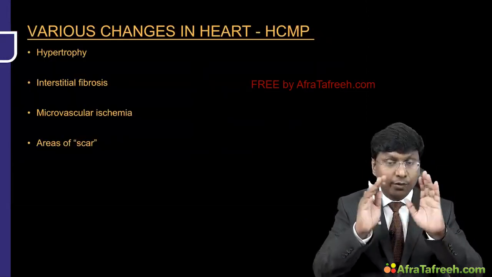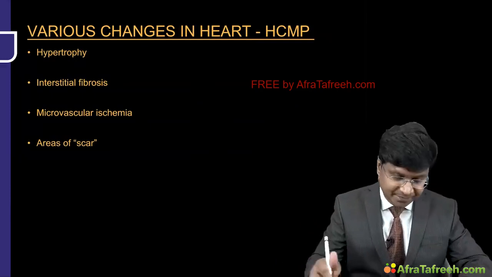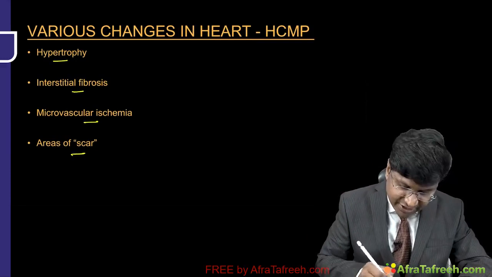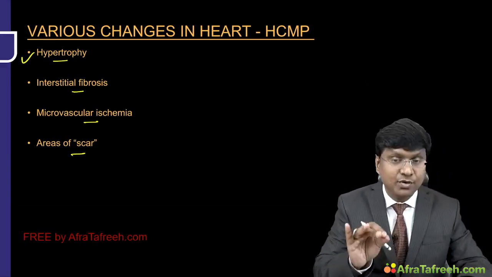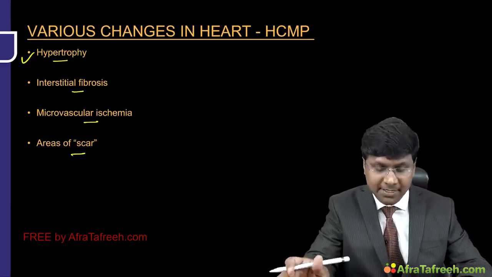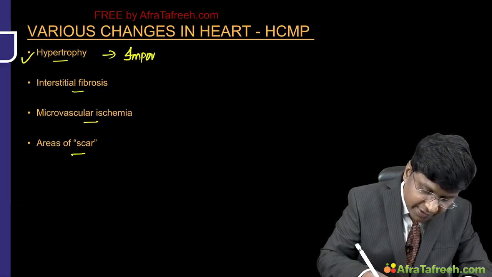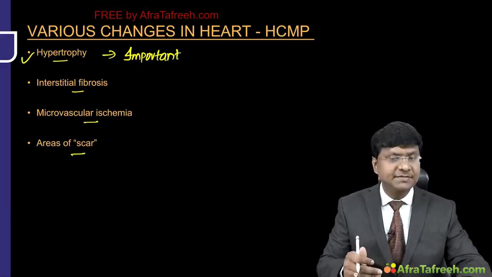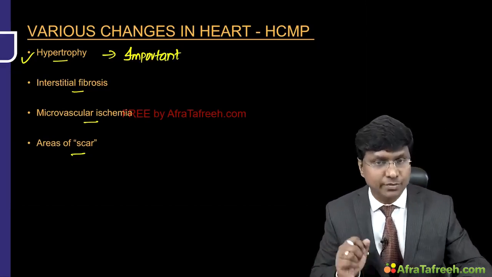Now, if you take the overall pathology of the heart, what are all the changes that will appear within the heart? There will be hypertrophy, interstitial fibrosis, microvascular ischemia, and scar formation. Hypertrophy is the defining feature of hypertrophic cardiomyopathy. This is the important pathological change that occurs in hypertrophic cardiomyopathy, and subsequently there will be fibrosis as well as microvascular disease.